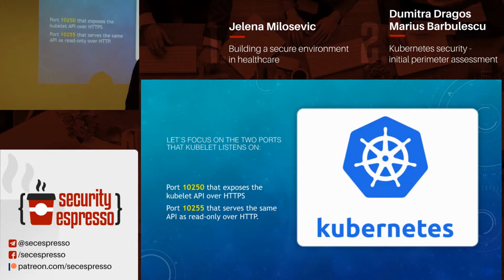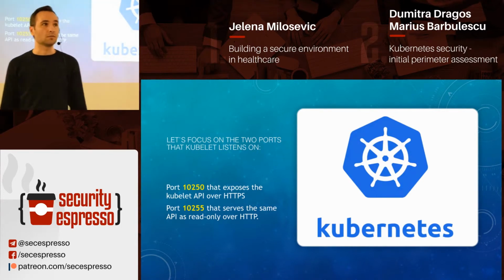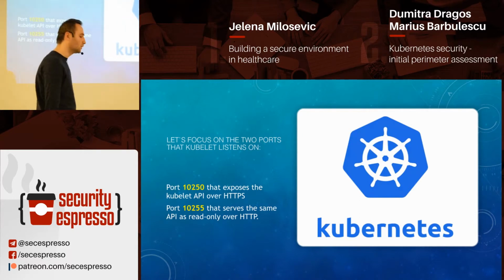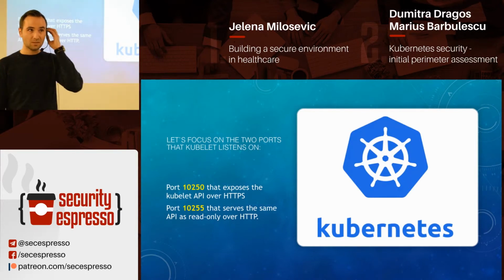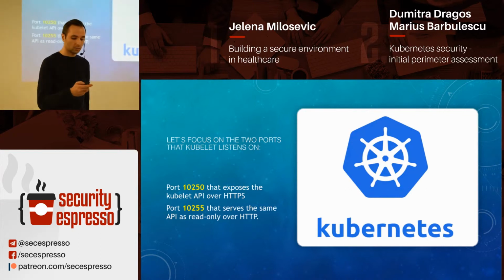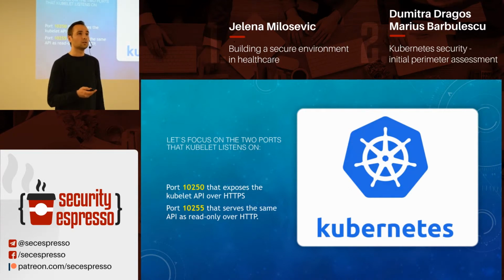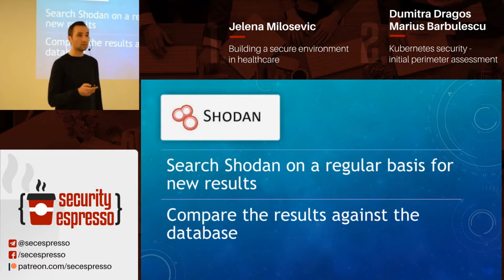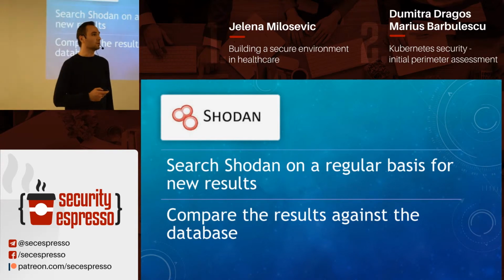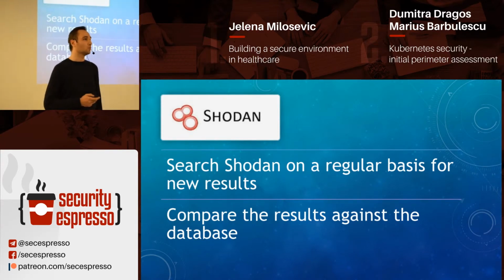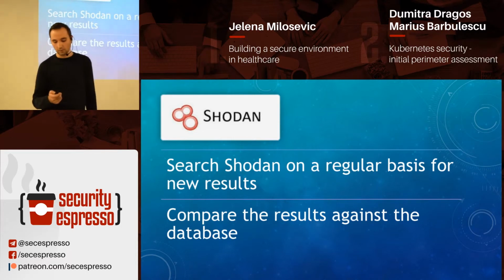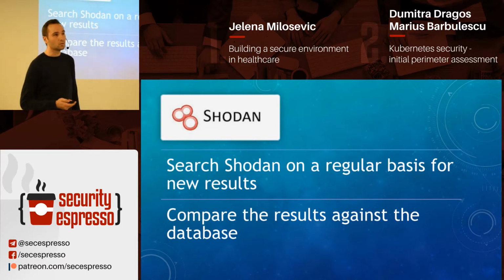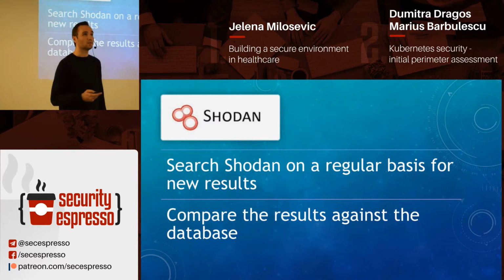The actual ports that we are interested in were 10250 and 10255, because these are for kubectl and are mostly used by everyone. That's why these were the first ones we tried to see if they are in the wild. This is where Shodan was used. We started searching for this kind of open ports available on the internet, and we had to compare them against our internal database that we have by using Marius and Mavlink.